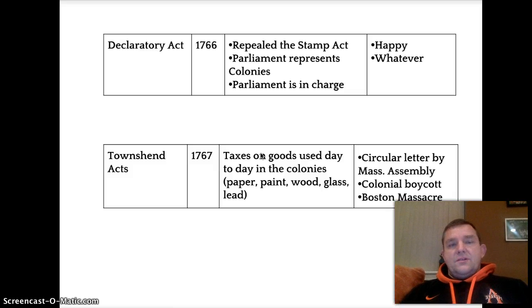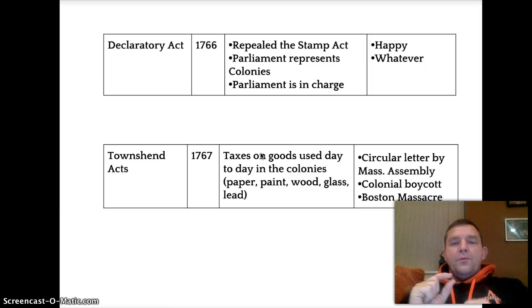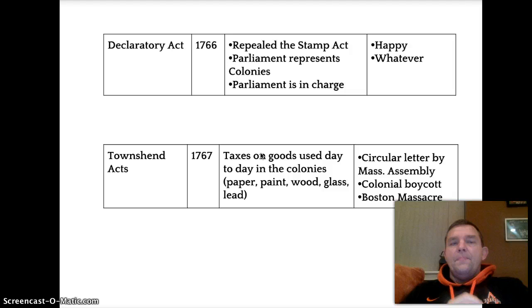This time we're not going to just tax paper goods. We're going to tax everything, just a tiny, tiny little bit. We're going to put a tiny little tax on paper, tiny little tax on paint, wood, glass, lead. We're going to tax everything, but we're going to just tiny little tax it. Well, they figured at the most colonists are going to be upset about these taxes, but hey, they can deal with the taxes. What they didn't understand is that the colonists really would get upset by these taxes.